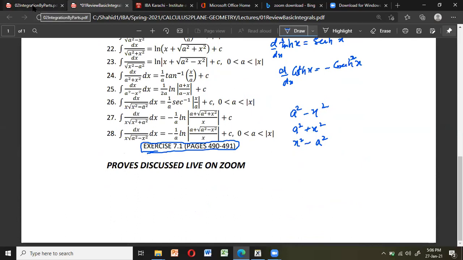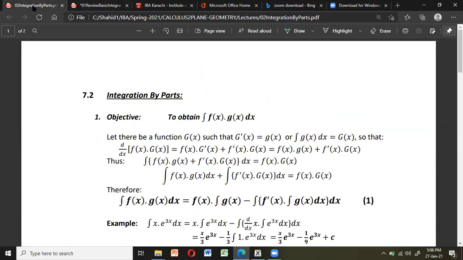So when you solve 7.1 and you find any problem in solving any particular question, you can send me a query on WhatsApp, or you can just wait for the next class, because next class I'll start with taking your queries about 7.1. So let us move forward.